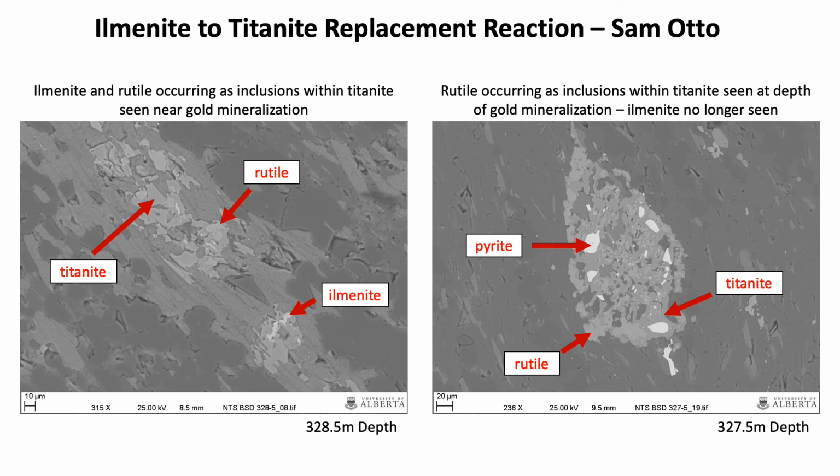And this image on the right, which is taken at 327.5 meters depth, which is at the location of high-grade gold, we no longer see ilmenite in these oxide clusters. We only have titanite and rutile. So it seems as if at the point of high-grade gold mineralization, our ilmenite has completely altered out.